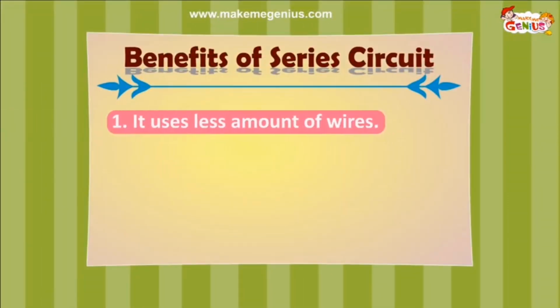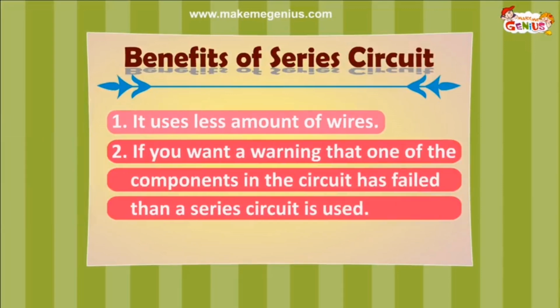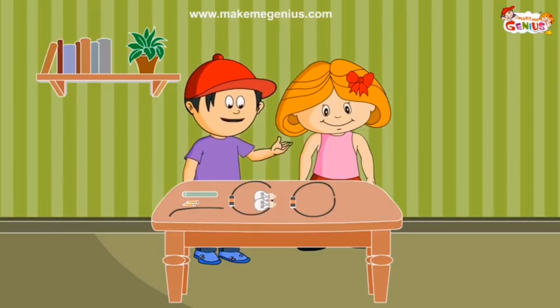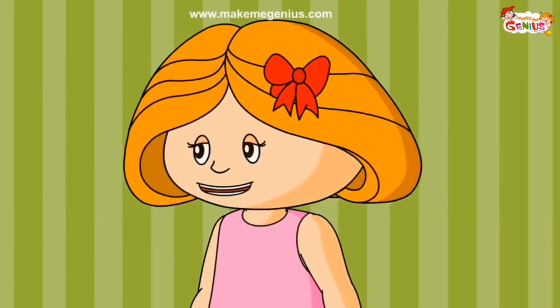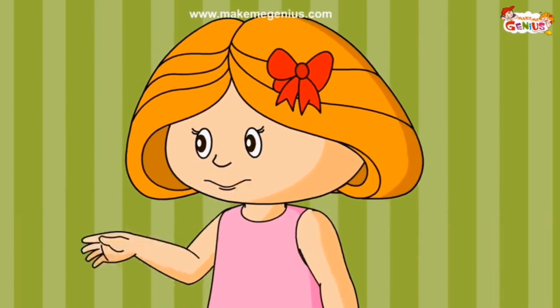There are two benefits. One, it uses less amount of wire, and the second advantage is that if you want a warning that one of the components in the circuit has failed, then the series circuit is used. Now I understand all about this simple circuit. Can you make a parallel circuit? Oh yes, let's make a parallel circuit for you.